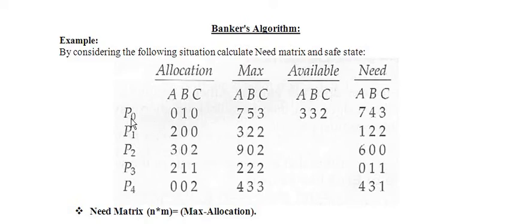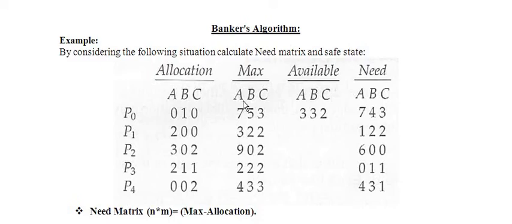So the process P0 requires 0 instances of resource A, 1 instance of resource B, and 0 instances of resource C. Here you can see P1 requires 2 instances of resource A and 0 for B and C. Now let us see what this maximum is.